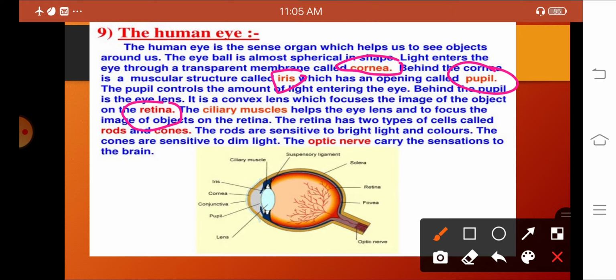Human eye. So the human eye is very important. In this human eye many parts are there. From this small video you have to learn more about the human eye.